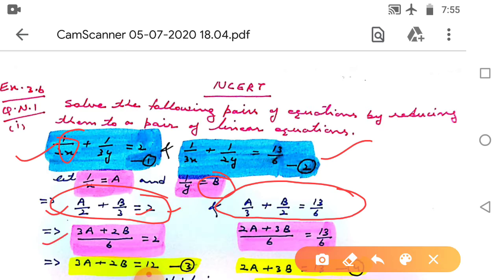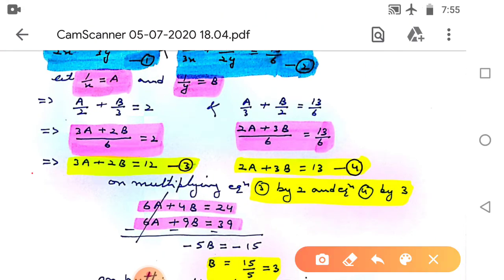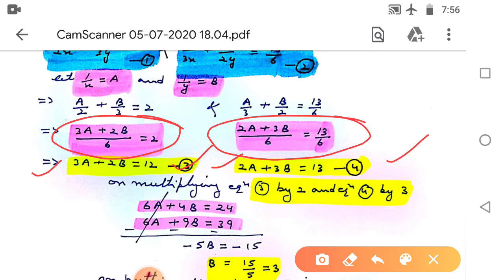Now take the LCM on the left hand sides. We get (3a plus 2b) upon 6 is equal to 2, and here (2a plus 3b) upon 6 is equal to 13 by 6. Okay, so finally we get these two equations. First, 3a plus 2b is equal to 12, that is equation number 3, and 2a plus 3b is equal to 13, equation number 4. By cross multiplying we get 3a plus 2b is equal to 12, and here 2a plus 3b is equal to 13. This 6 is gone here.